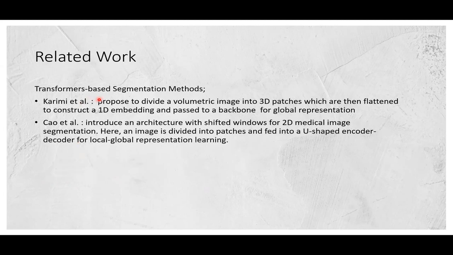In transformer-based segmentation methods, we have two projects. The first one divides the volumetric image, the 3D image, into 3D patches, which are then flattened to construct a one-dimensional embedding and passed to a backbone for global representation. And the other group proposed an architecture with shifted windows for 2D medical image segmentation. The image is divided into patches and fed into a U-shaped encoder-decoder for local and global representation learning.